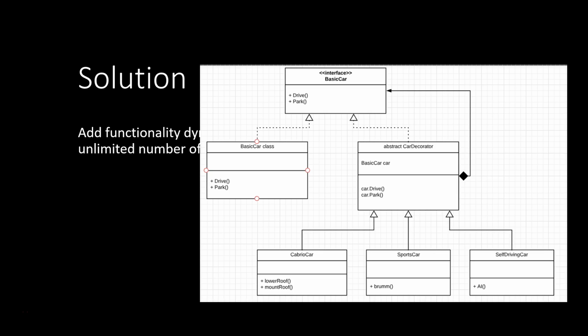So we're going to have an interface basic car that gives us the methods drive and park. We have a basic car class that implements the interface. We have an abstract car decorator class that implements the interface and uses composition, so contains a basic car inside of it. And then we have specific decorator classes that extend the abstract car decorator and offer the additional functionalities like lower roof, broom, AI. Okay, now let's have a look at the code to see how this works.